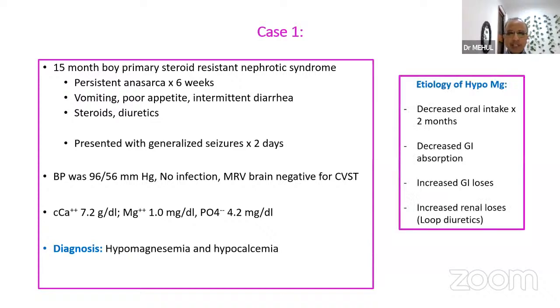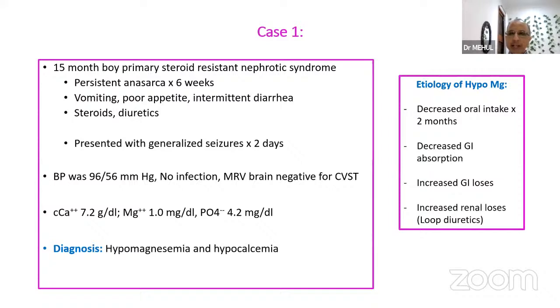I think there are multiple factors which contributed to hypomagnesemia in this young infant. The first, decreased oral intake because of his nephrotic state. His oral intake had reduced for the past 2 months. Decreased GI absorption because of the significant gut wall edema associated with severe hypoproteinemia. And increased GI losses because of diarrhea, again because of gut wall edema, maybe some infection as well.